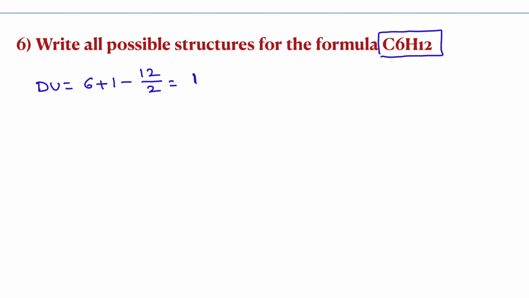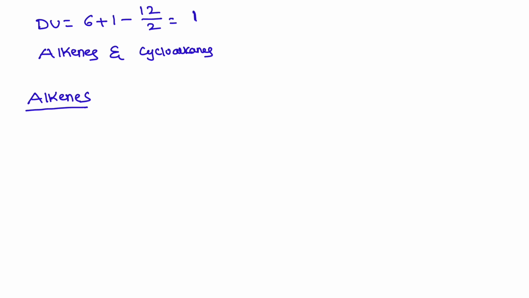Hydrocarbon with 1 degree of unsaturation, the possible structures are alkenes and cycloalkanes. First, let us write all alkene structures. Pattern is the same. I will take a 6 carbon chain first, like this.